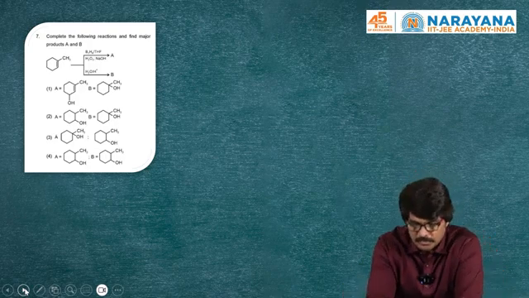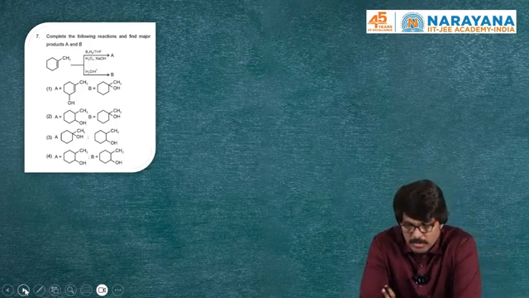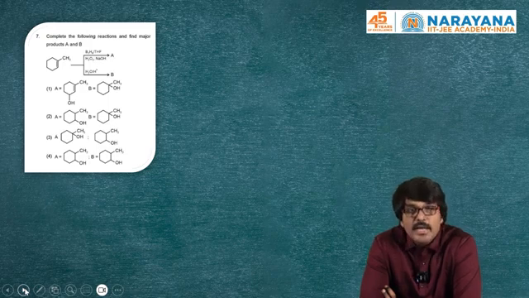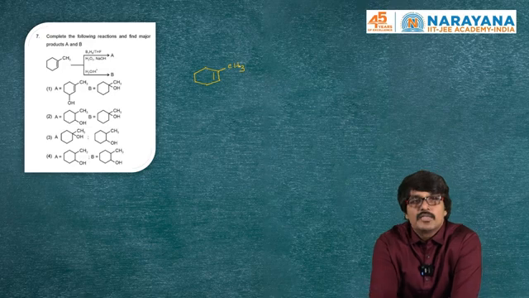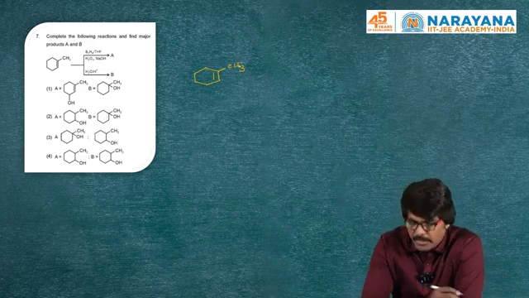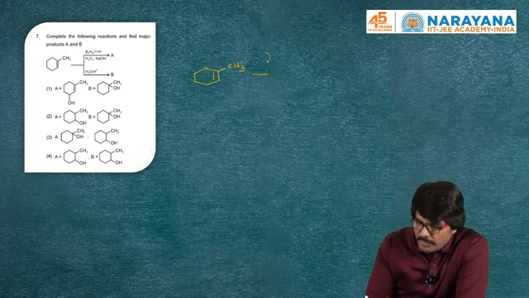And the next question: complete the following reactions and find major products A and B. The given substrate of this reaction is 2-methylcyclohexene. And two pathways he provided.